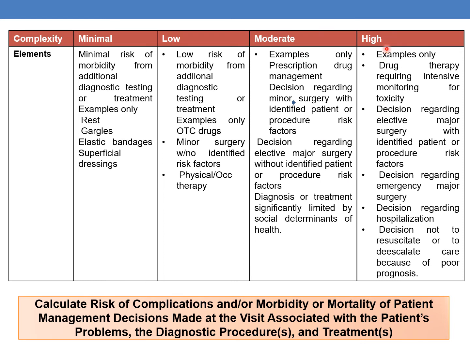The next is high. Examples are drug therapy requiring intensive monitoring for toxicity. It leads to high complexity, and decision regarding elective major surgery with identified patient or procedure risk factors. The next is decision regarding emergency major surgery. The next is decision regarding hospitalization, decision not to resuscitate or to de-escalate care because of poor prognosis. All these management options, that is patient assessment, lead to high complexity. By this, we complete the risk of complications and/or morbidity or mortality.